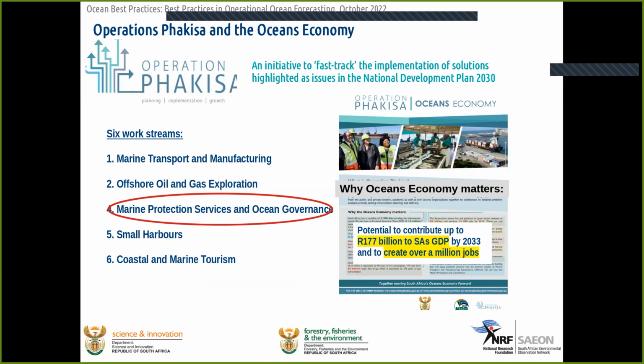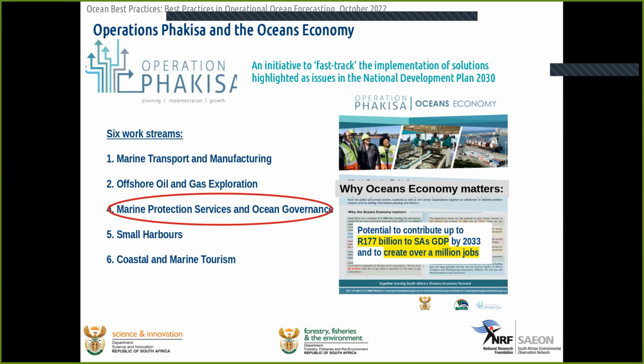So while the will to develop an operational forecast system for South Africa goes quite far back, it's mostly been advocated by academics at research institutions, but only quite recently has it gained real momentum. And this is because the oceans economy was highlighted as a solution to grow jobs and to increase our GDP. And this was ratified by the South African government in 2014.